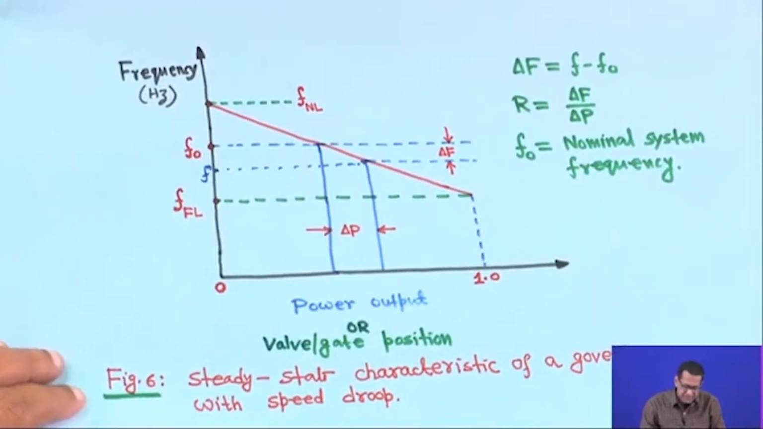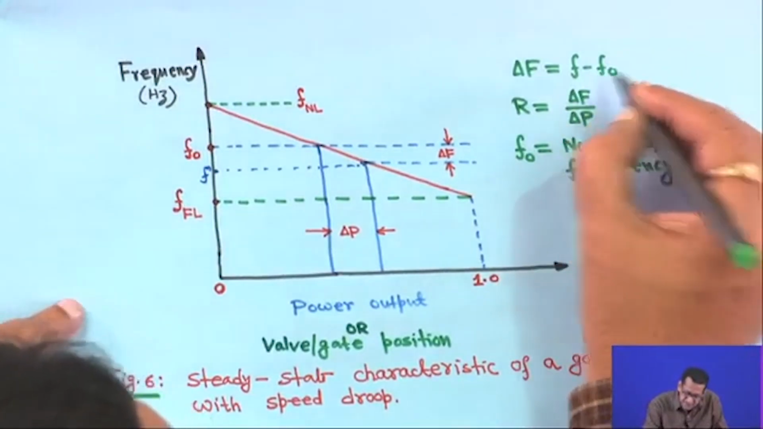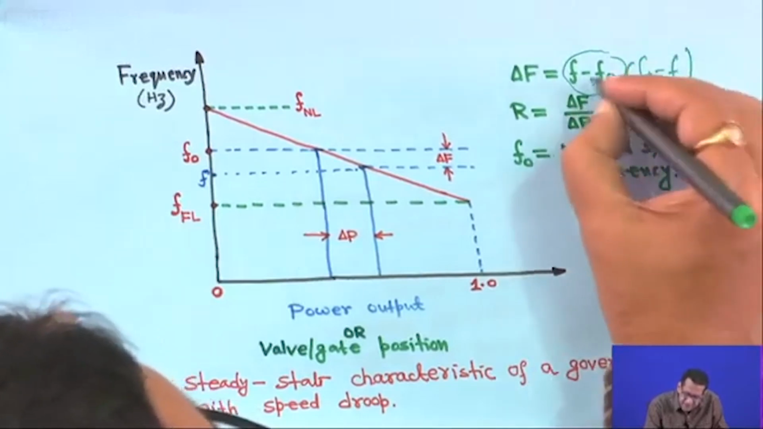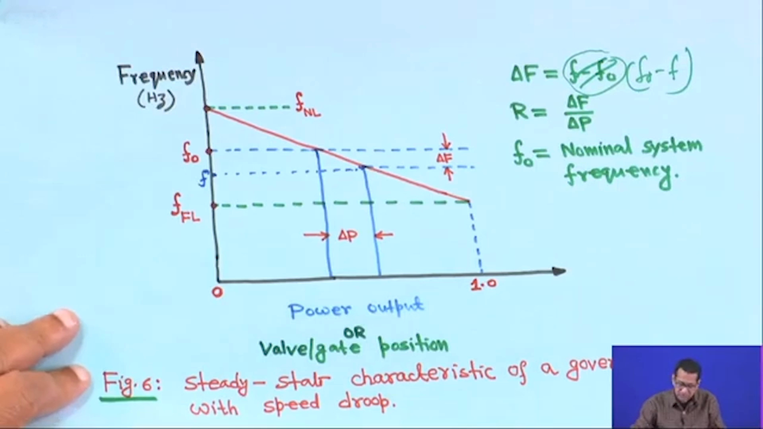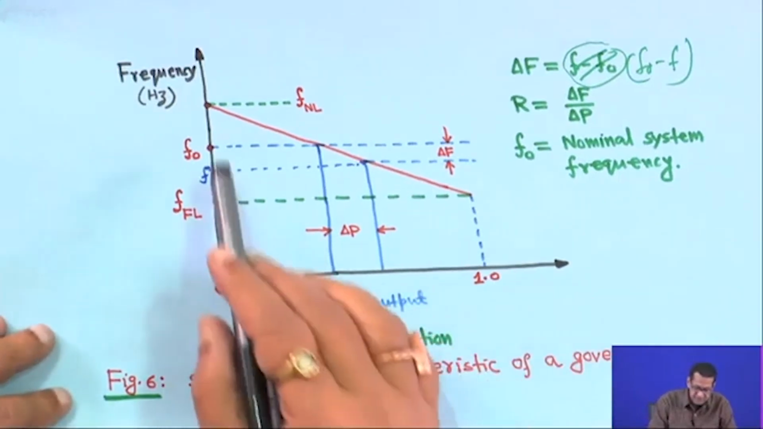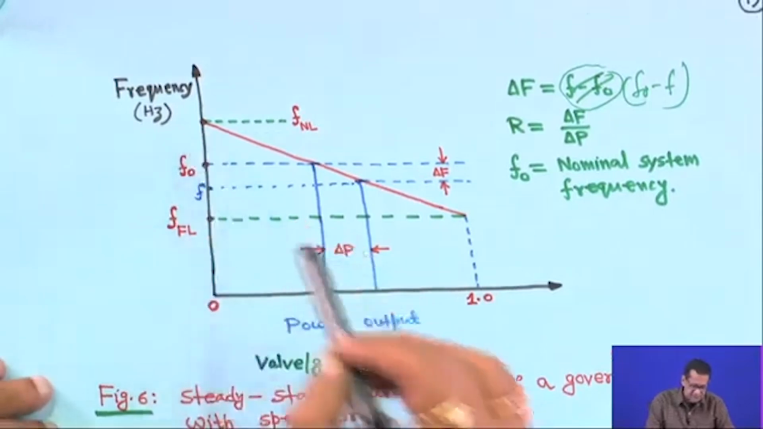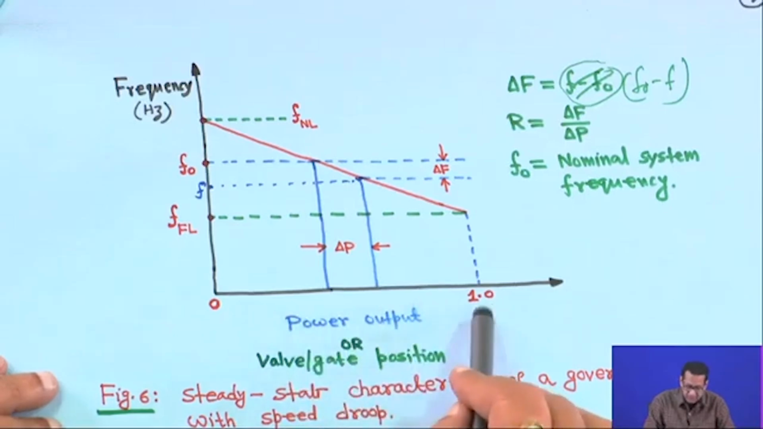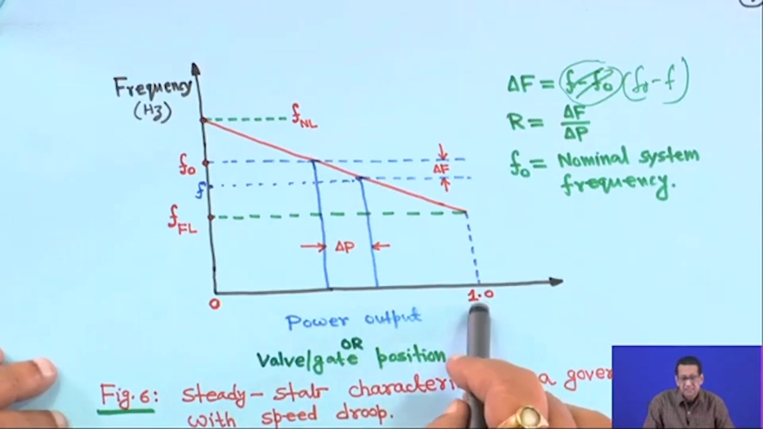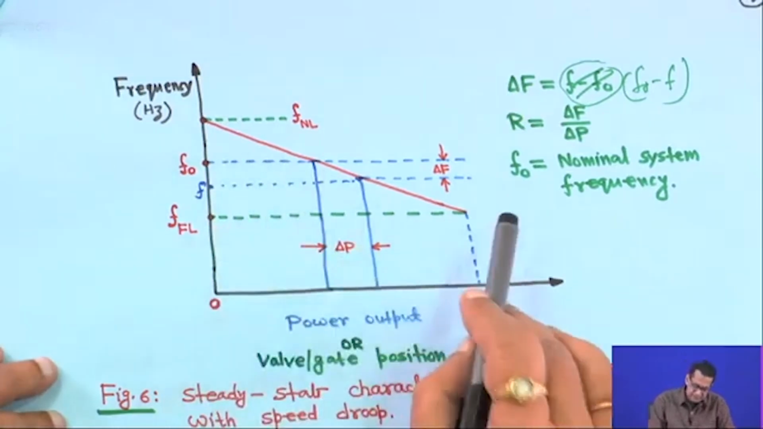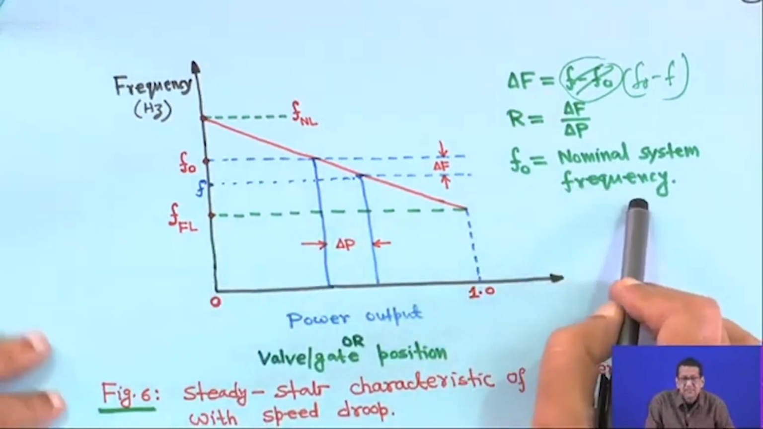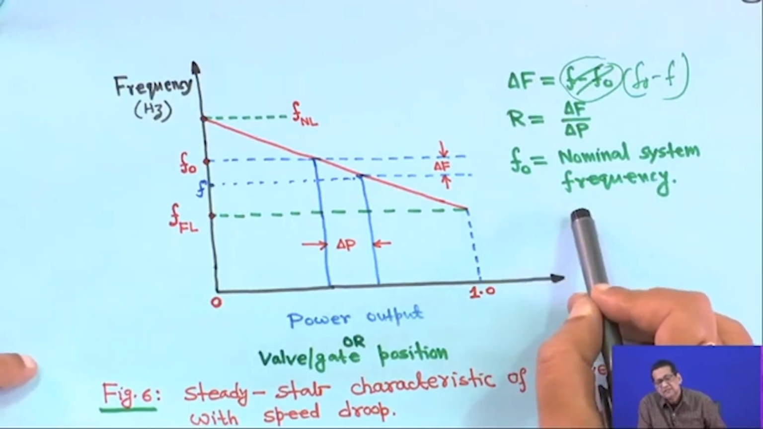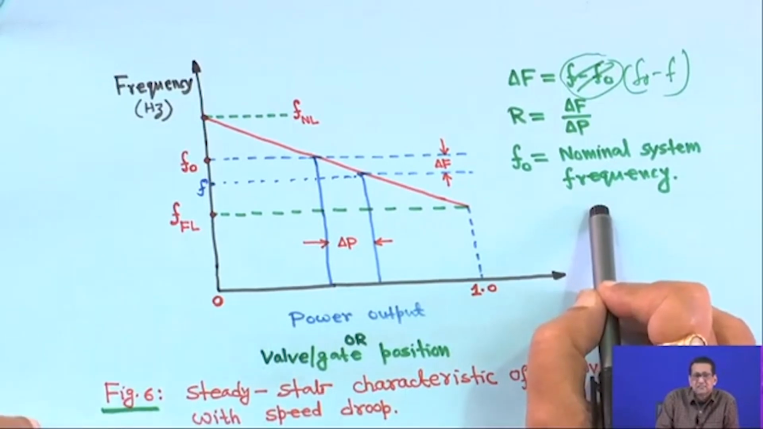Here delta F, F minus F 0, I think it should be F 0 minus F. Suppose this is the frequency, and F 0 is the nominal system frequency, and this is the power output in per unit, this is the maximum, say 100%. So, this is 1 per unit, and this is the speed droop characteristic. F 0 is the nominal system frequency. If the operating frequency is 50 hertz, then F 0 is 50 hertz. If it is 60 hertz, then it will be 60 hertz.